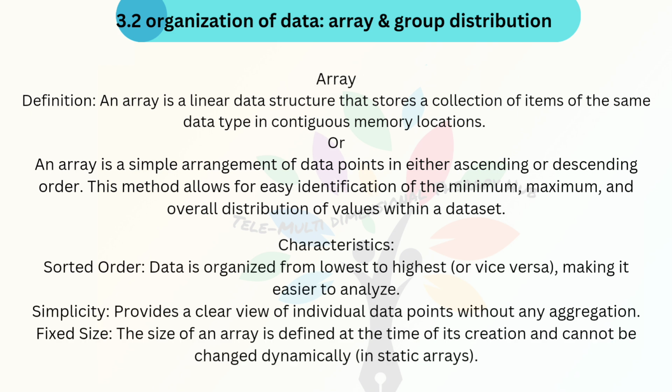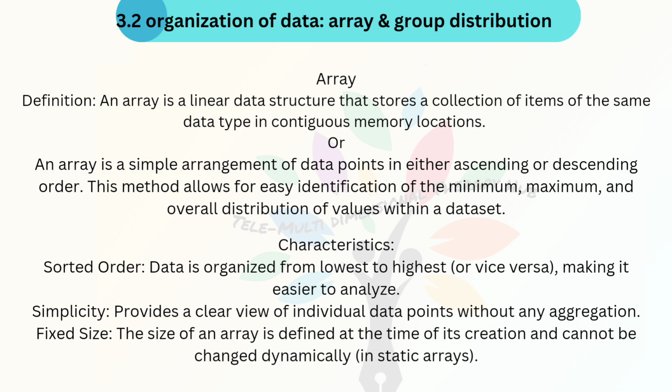Now let's see some characteristics. Sorted order. Data is organized from lowest to highest or vice versa, making it easier to analyze. For example, a list of test scores sorted from the lowest to highest. The next point is simplicity. Provides a clear view of individual data points without any aggregation. For example, you see each student's score separately, not average or combined. Alright. The next point is fixed size. The size of an array is defined at the time of its creation and cannot be changed dynamically.